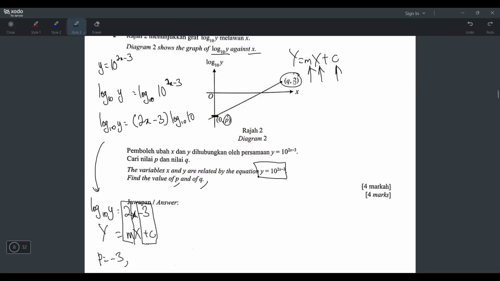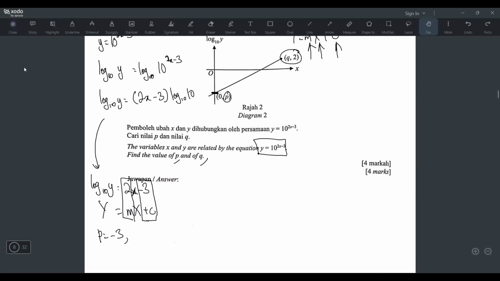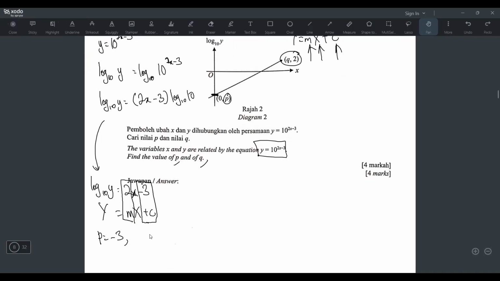Okay, now how do you find Q? There are two methods to do it. One method is you use the gradient formula. If you use the gradient formula, it will look something like this. Y minus y over x minus x equals to the 2 here, because you already know from the equation the gradient will be 2. The gradient m is equal to 2.